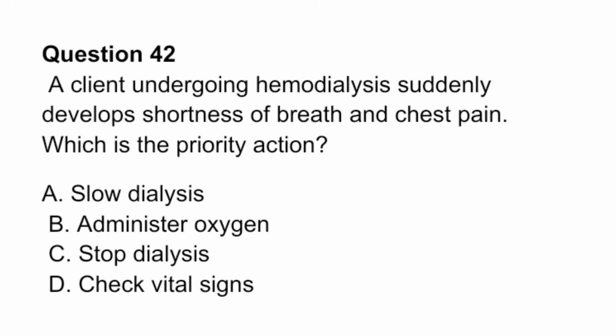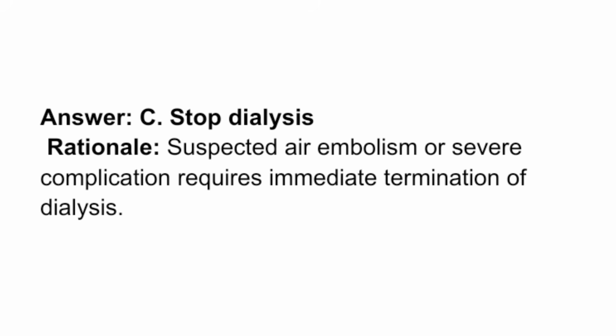Question 42. A client undergoing hemodialysis suddenly develops shortness of breath and chest pain. Which is the priority action? A. Slow dialysis. B. Administer oxygen. C. Stop dialysis. D. Check vital signs. The answer is C. Stop dialysis. Rationale: suspected air embolism or severe complication requires immediate termination of dialysis.